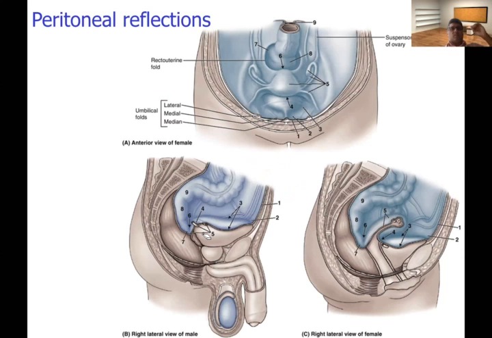Peritoneal reflections. Now, the person who asked about the collection of blood in the pelvic cavity, whether it can be detected in the abdominal cavity, will be partly answered here, when you look at the peritoneal reflections.